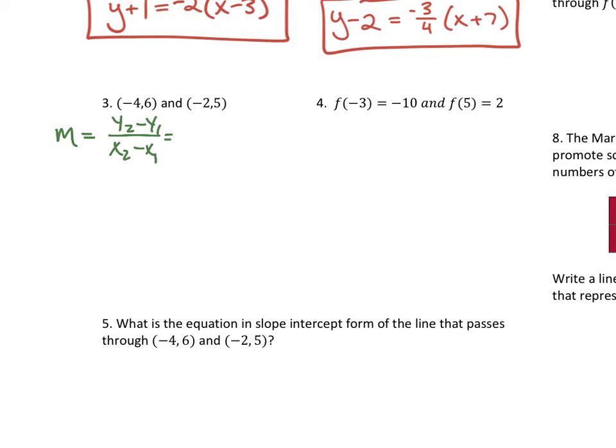Okay? The second y given to us is 5. The first y given to us is 6. The second x given to us is negative 2, and the first x is negative 4. I can throw that into my brain or into a calculator, and I would calculate that the slope is negative 1 over 2. Great. Now I have a slope, I have an x1, and I have a y1.